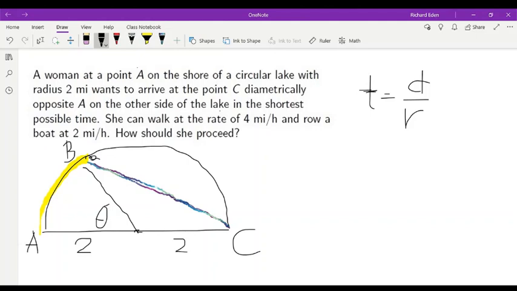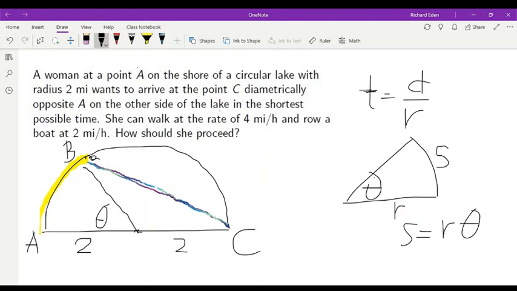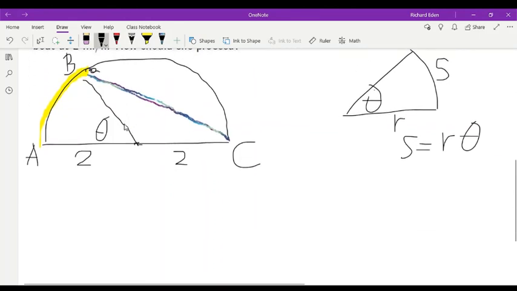One of the formulas that would help us from high school trigonometry is this fact that if you have a sector with angle theta and with radius r, then the length of this arc along a circle, they're all going to be related to each other by the following formula: S is equal to r theta. And so for this problem, the length of arc AB is equal to the radius 2 multiplied by the angle theta.